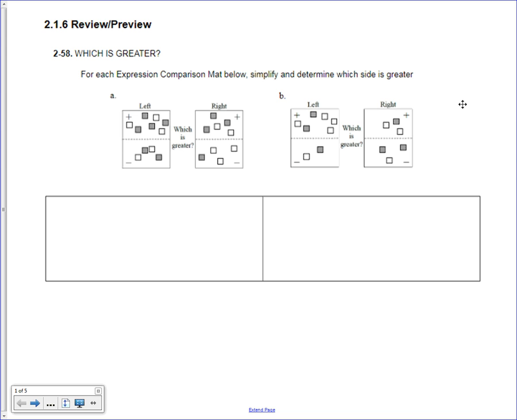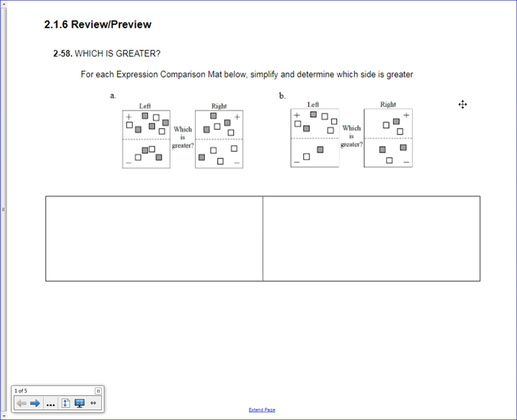Okay, here are the answers for the 216 review preview. For problem number 258, it says which one's greater. So for A and B, you're supposed to use the comparison math to determine which side is greater. So we want to simplify first. A couple things that I can do: first, I can flip them.